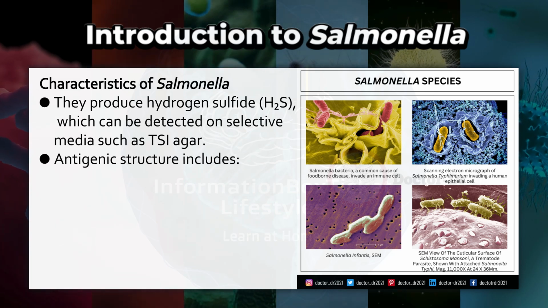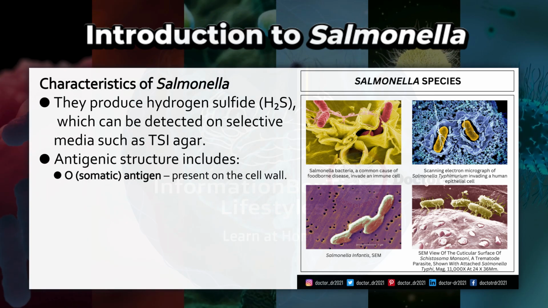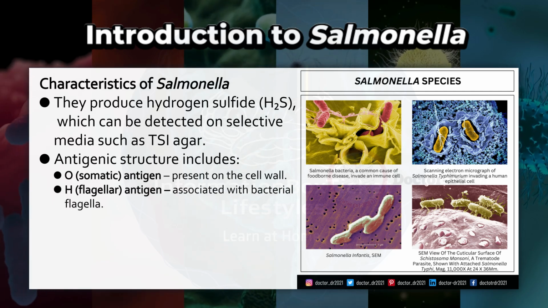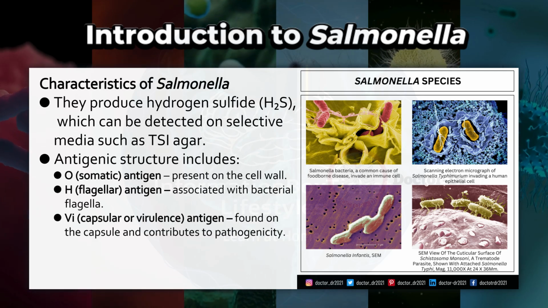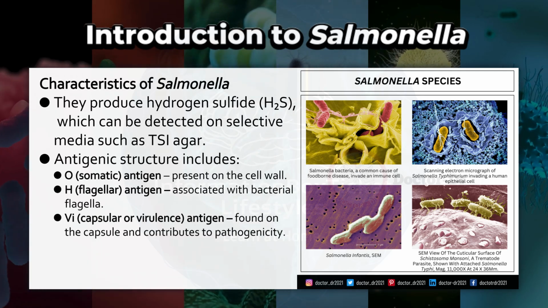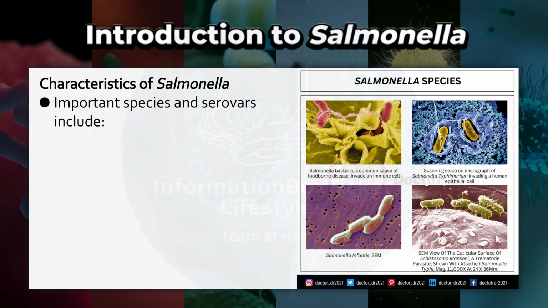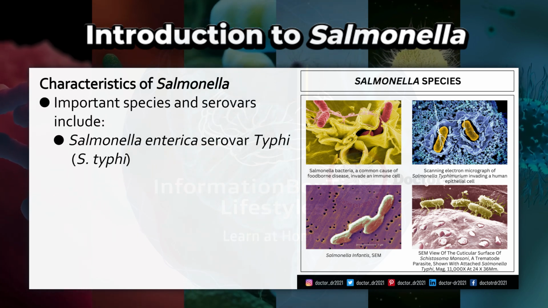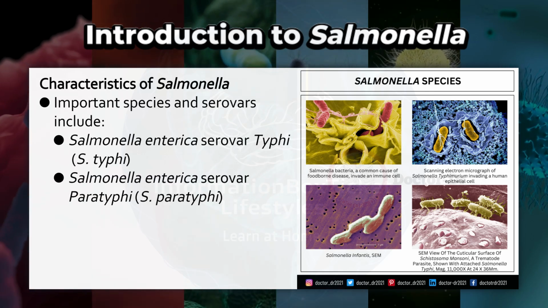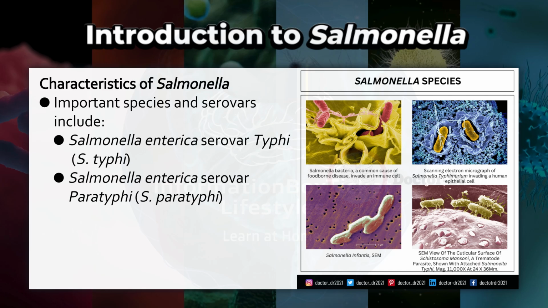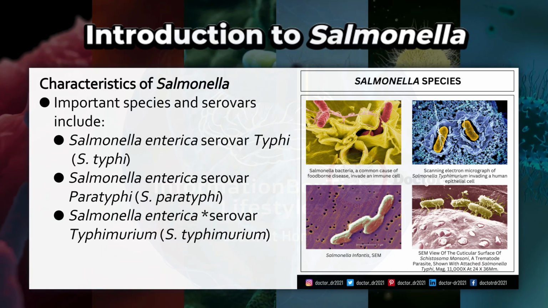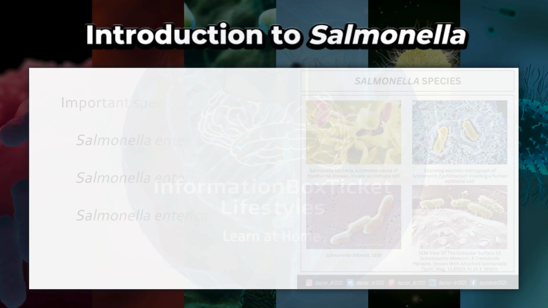Antigenic structure includes O-somatic antigen, present on the cell wall; H-flagellar antigen, associated with bacterial flagella; and Vi, capsular or virulence, antigen, found on the capsule and contributes to pathogenicity. Important species and serovars include Salmonella enterica serovar typhi, S. typhi; Salmonella enterica serovar paratyphi, S. paratyphi; and Salmonella enterica serovar typhimurium, S. typhimurium.